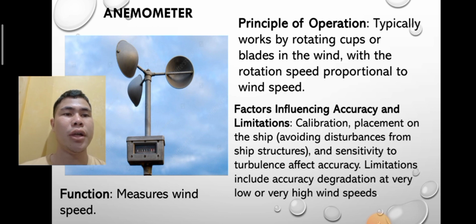Factors influencing accuracy and limitations: calibration, placement of the ship, avoiding disturbances from ship's structures, and sensitivity to turbulence affect accuracy. Limitations include accuracy degradation at very low or very high wind speed.